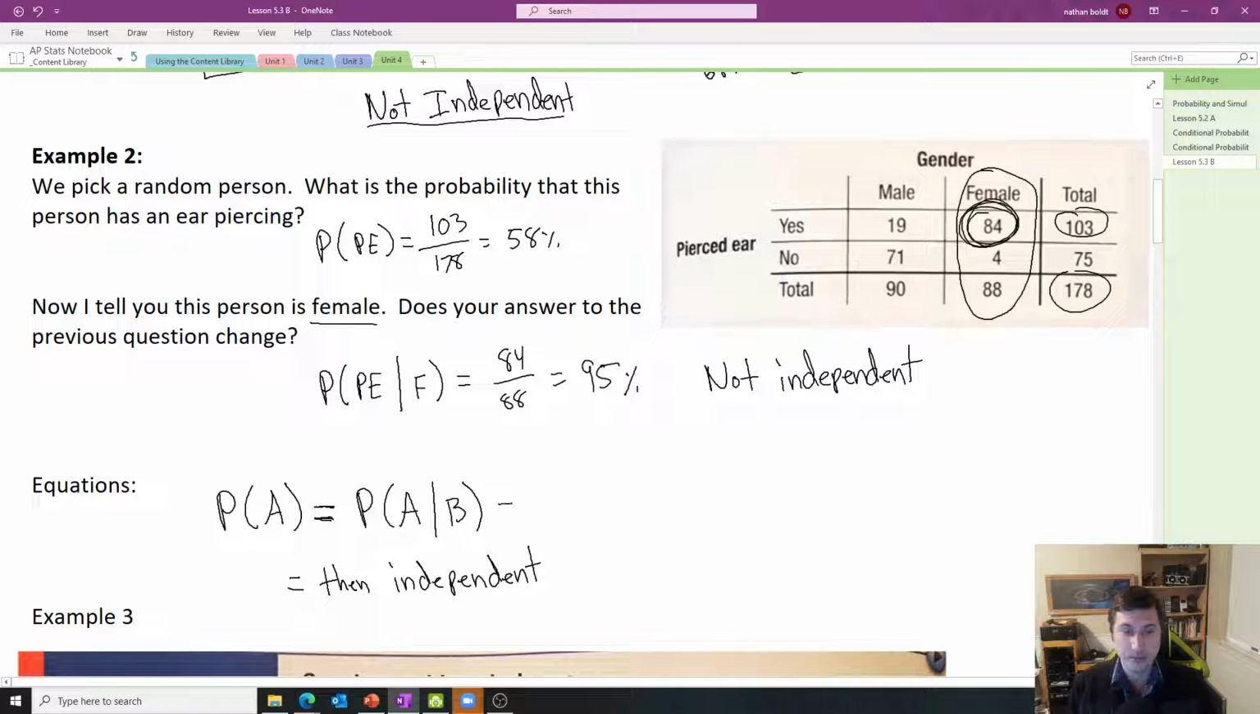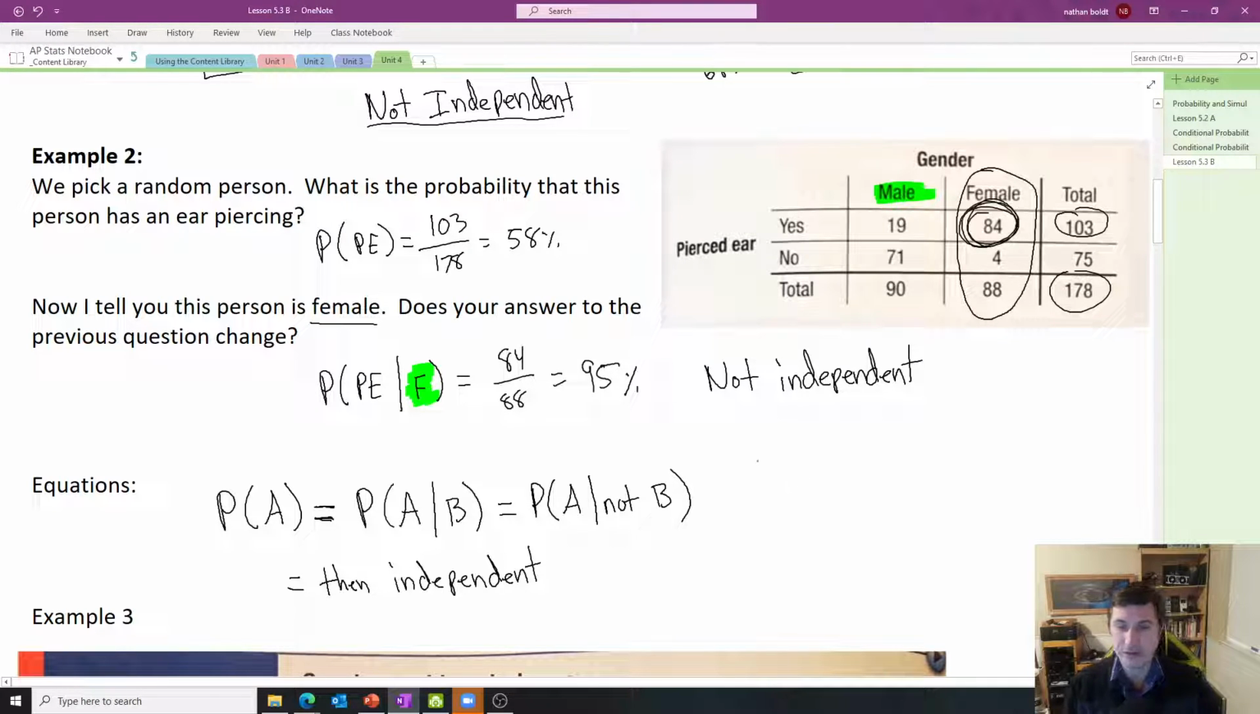But that wasn't the only way. You could do a different way here. You could also do the probability of A given not B. All right, the other half of B. So here we did, in this case, ear piercings given that somebody is female. We didn't have to choose female. We could have chosen male. Okay, that's not female. It doesn't matter which one you choose. If one of them is not independent, you should be able to see that same relationship if you use the other part of that variable.